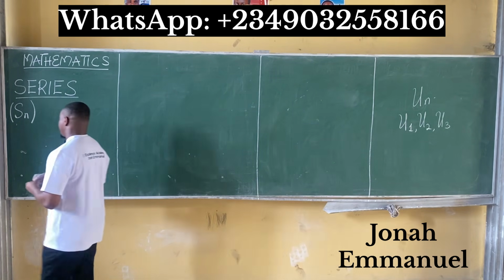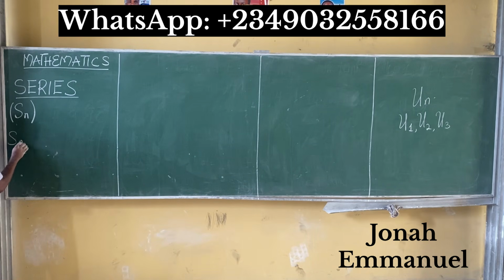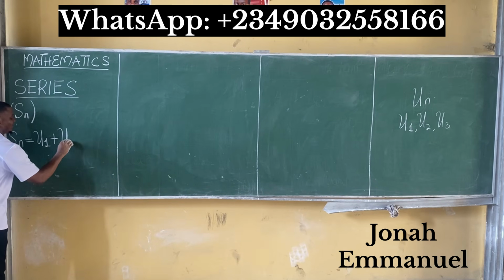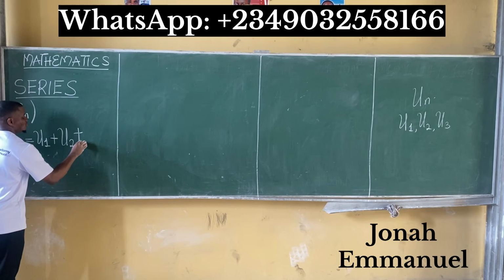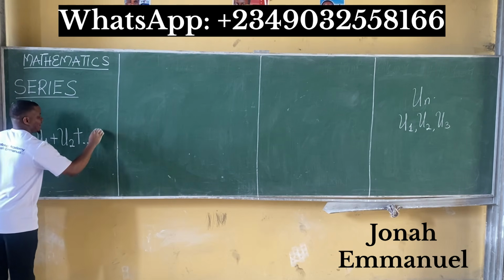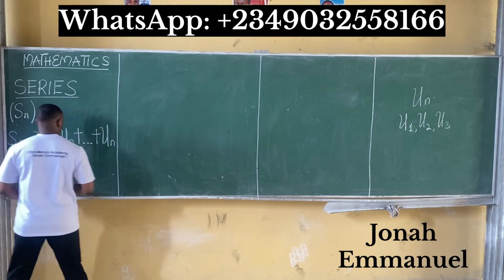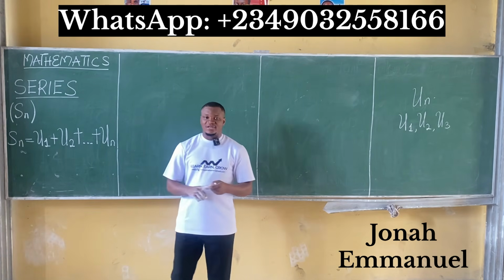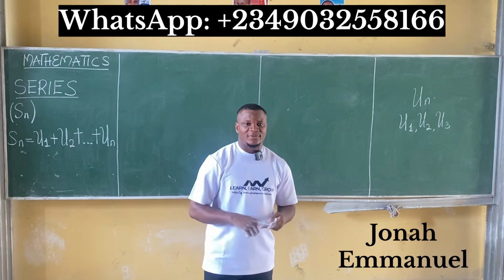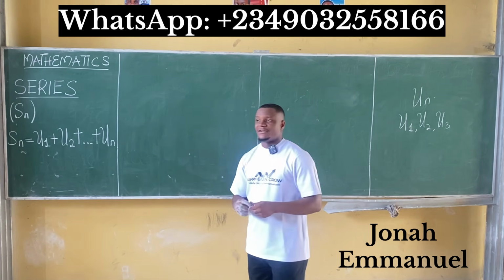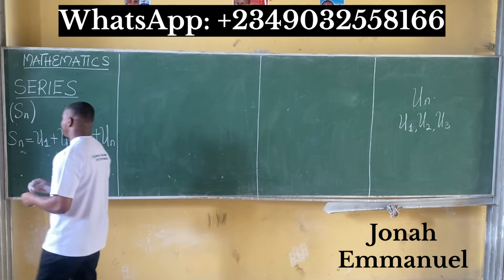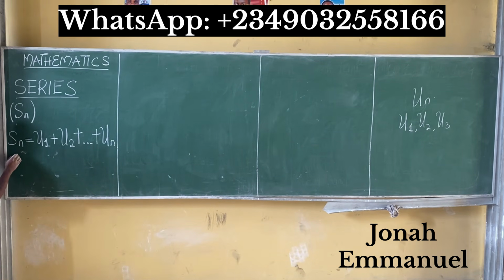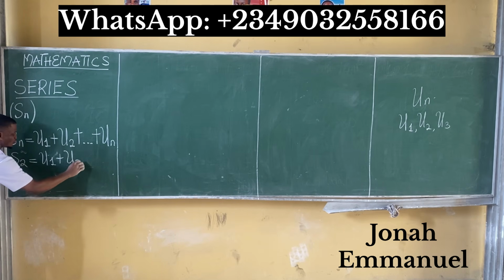That means when it comes to series, Sn will be equal to the first term plus the second term plus, you just continue like this, keep summing them up until you have your nth term. That's it. So Sn is given by the first term of the sequence plus the second term plus, you just continue in that manner until you have your nth term. That means the sum of the first two terms, S2, would be U1 plus U2.